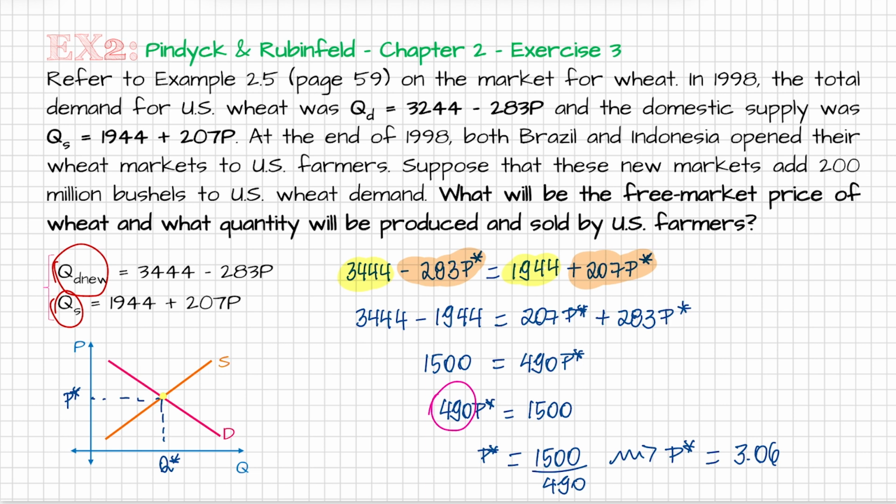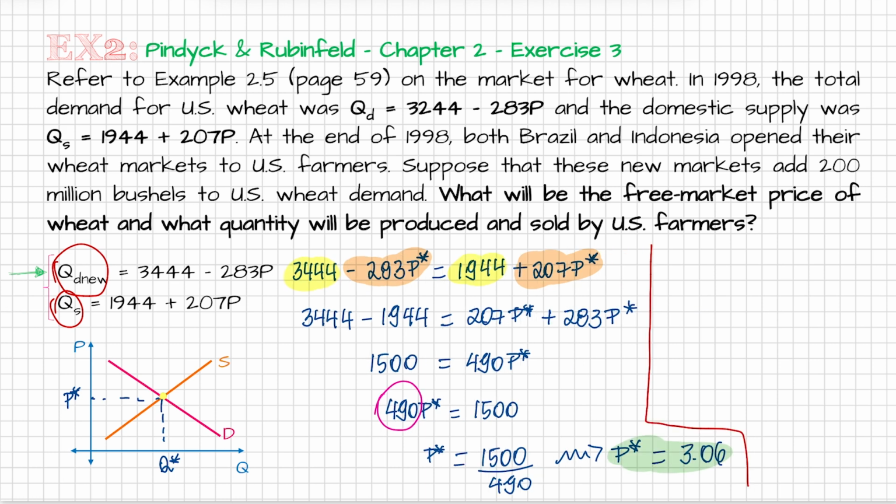Now we need to determine the equilibrium quantity. To do that, we substitute 3.06, the equilibrium price, into either the demand or supply function. It doesn't matter which one. Let's use the demand this time. QD new equals 3,444 minus 283P, substituting 3.06 into P. QD new equal to 3,444 minus 283 times 3.06. QD new is equal to 2,578.02.